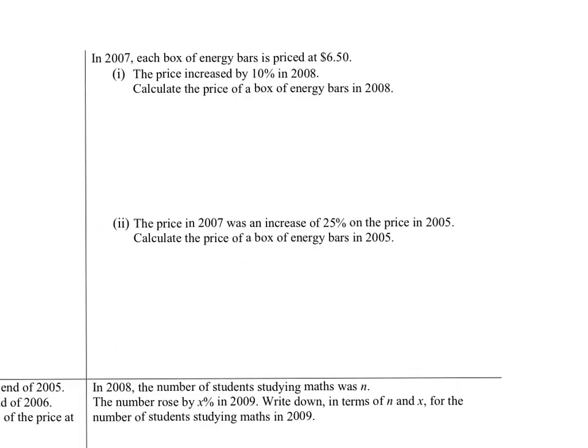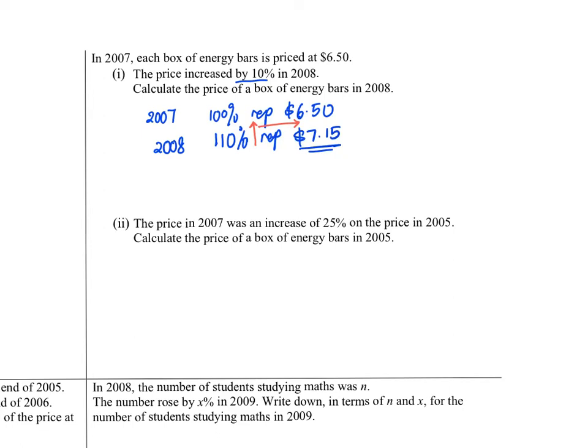Next question. In 2007, each box of energy bars is priced at $6.50. The price increased by 10%. So by another 10%, I'm going to add 10% in 2008. So in 2007, 100% of it represents $6.50. So now increased by 10%, that is in year 2008. That will give me a value of, I'm going to take 110 divided by 100 times $6.50.